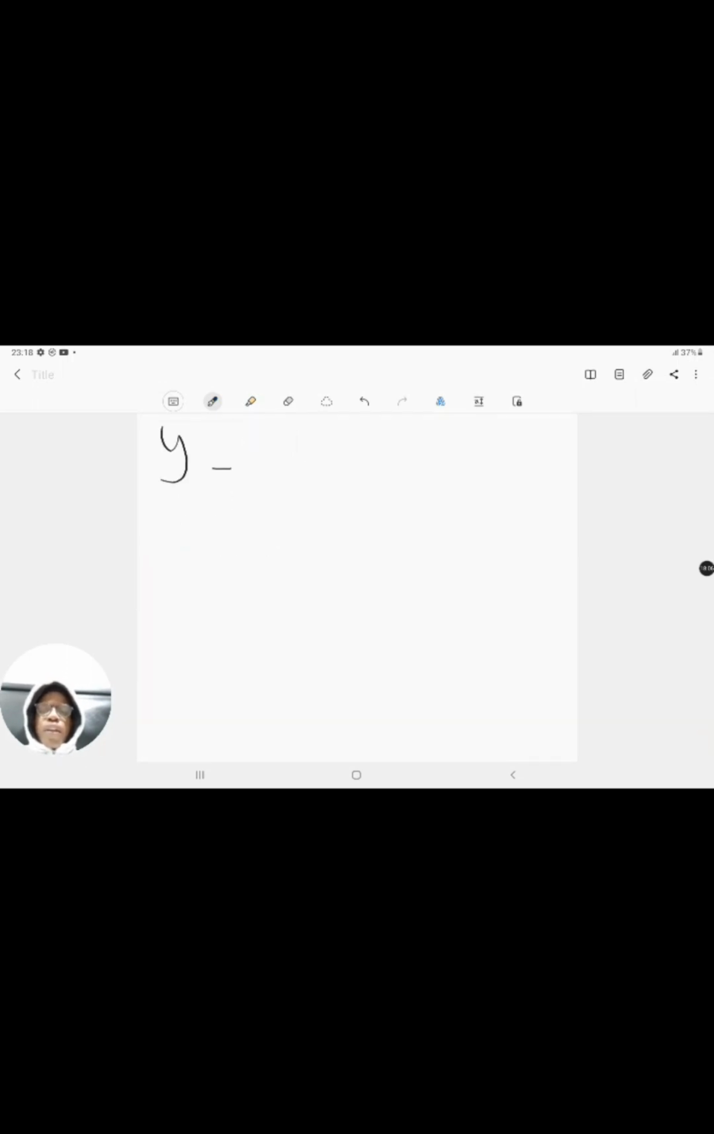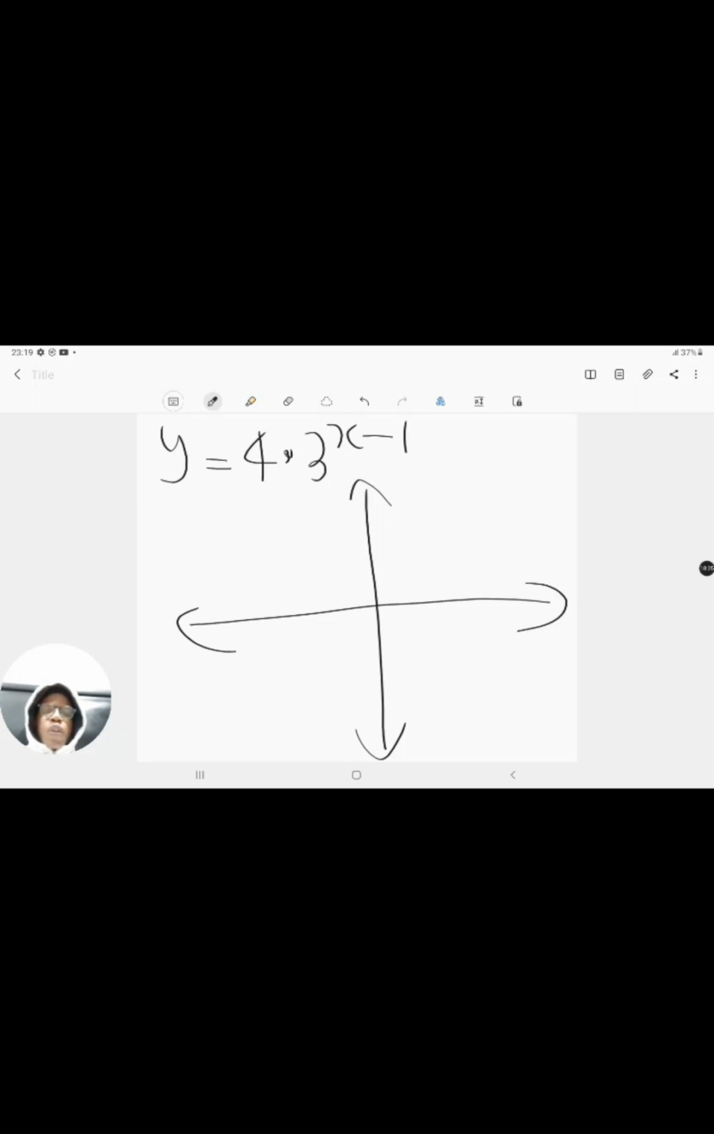Say you've got y is equal to 4 times 3 to the power of x minus 1. Okay, so how would you sketch this graph? Well, remember to always look at your original graph. Your original graph in this case would be 3 to the power of x. Since that is your original, you know that it will look like that, and you've got 0 and you've got 1 here.